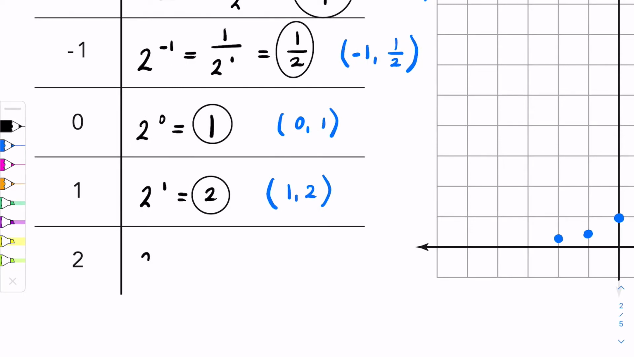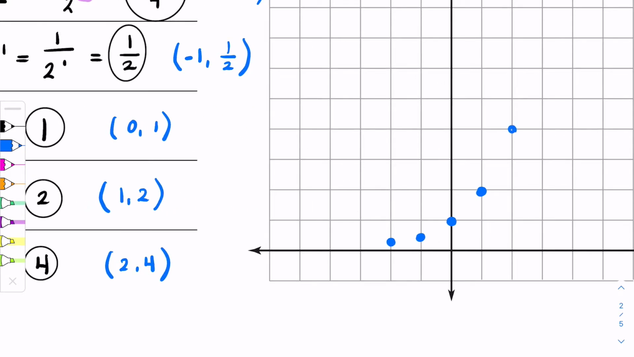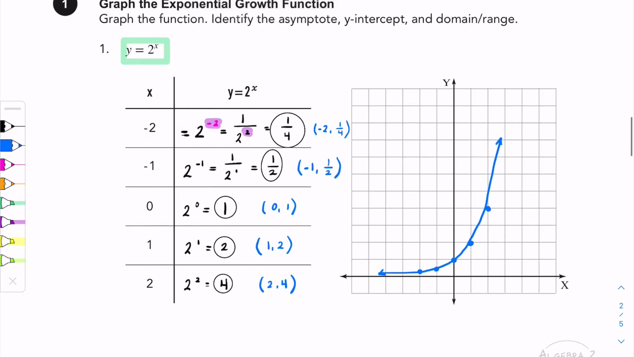And the last point we're testing, not the last point on the graph, but the last point we're testing is 2 to the power of 2, which is 4, giving you an ordered pair of 2, 4. Your exponential graph starts increasing very slowly and then starts to increase rapidly, and it looks something like this.